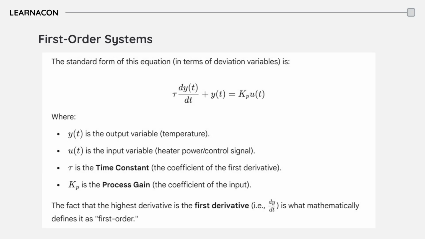First-order systems are represented by a standard mathematical equation as below. So we have the deviation of the output over time, the output itself, and on the other side of the equation we have the input. Tau is called the time constant, and k is the process gain. The fact that the highest derivative is the first derivative is what mathematically defines this equation as first order.